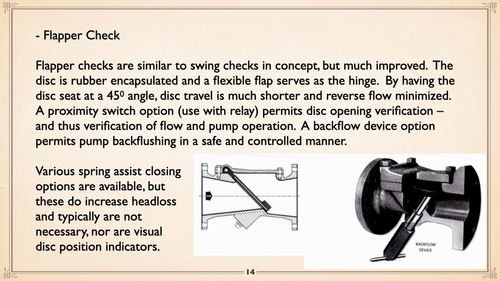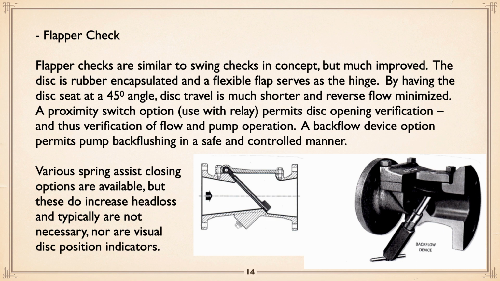Another thing you can do is arrange to have a proximity switch with a target in the valve, such as a relay, such that disc opening verification is possible, even though you can't directly see it. You can do it with a proximity switch. And a backflow option, if you can see on the right-hand side, allows back flushing of a pump in a safe and controlled manner.